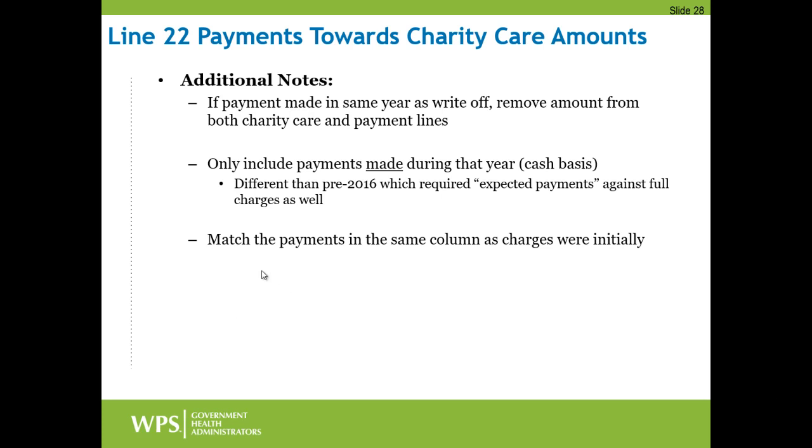The other piece to mention here is that the payments for a particular claim or a portion of a claim should be in the same column as the charges were initially. So if a patient at the time of write-off was an insured patient, then that payment against whatever non-approved charity care portion they had, when they make that payment a year later or so, it should be in the insured column as well. You don't want to switch columns. So that's the other thing to keep in mind. Whatever their claim was initially, that's where the payment should go.